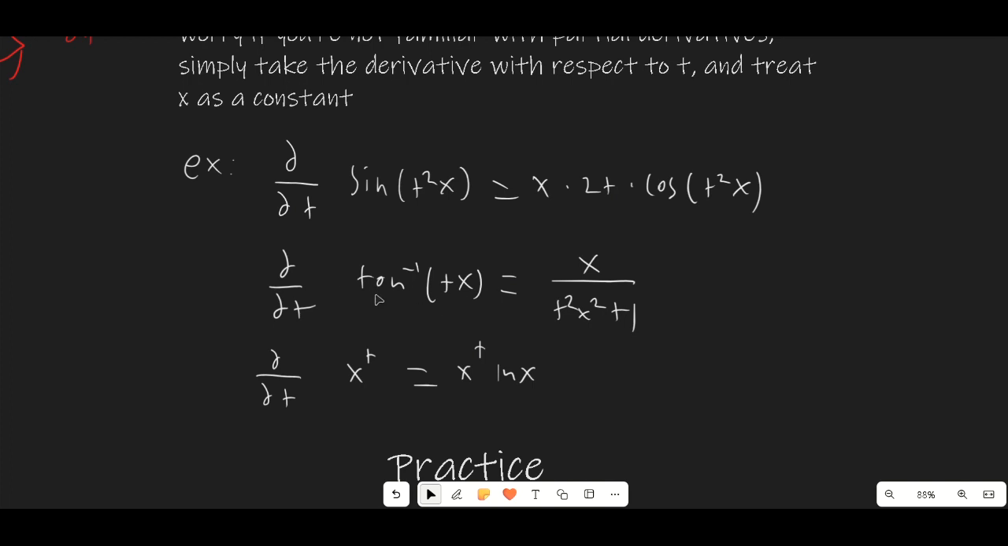The partial derivative of tan inverse of tx is going to be x from the chain rule, and then on the bottom we have t squared x squared plus 1. And the partial derivative with respect to t of x to the t equals x to the t times natural log of x, because that's the natural log of the base.